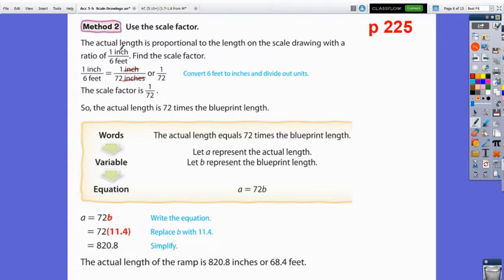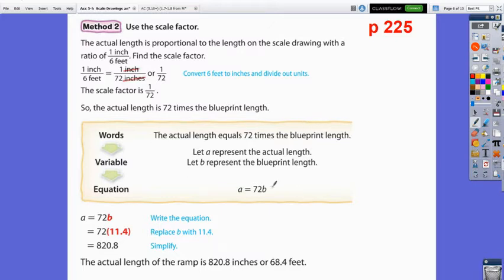So if the scale is 1 inch to 6 feet, what is the scale factor? Well, the inches and the feet have to be the same units now. So you convert 6 feet to inches, multiply by 72, and you get 1 inch to 72 inches. So the inches now cancel out. You have no units now. And that means the scale of this drawing is 1 to 72. So the drawing is 1/72 size of the actual skateboard ramp. The actual length is 72 times the measurement on the model or on the blueprint.